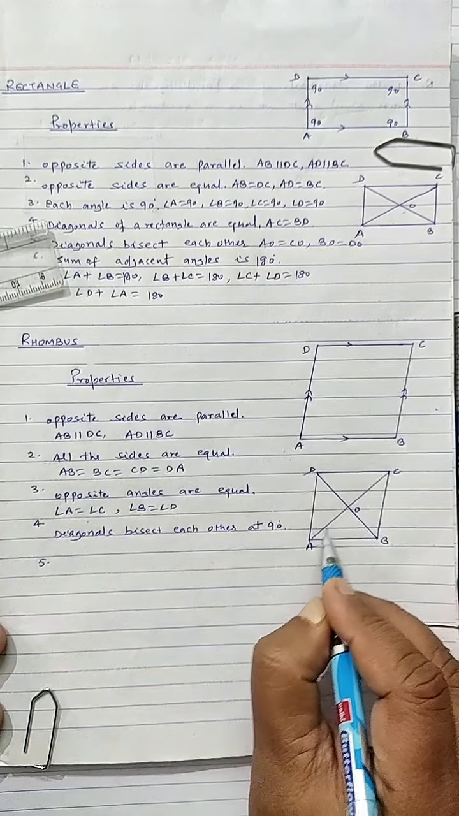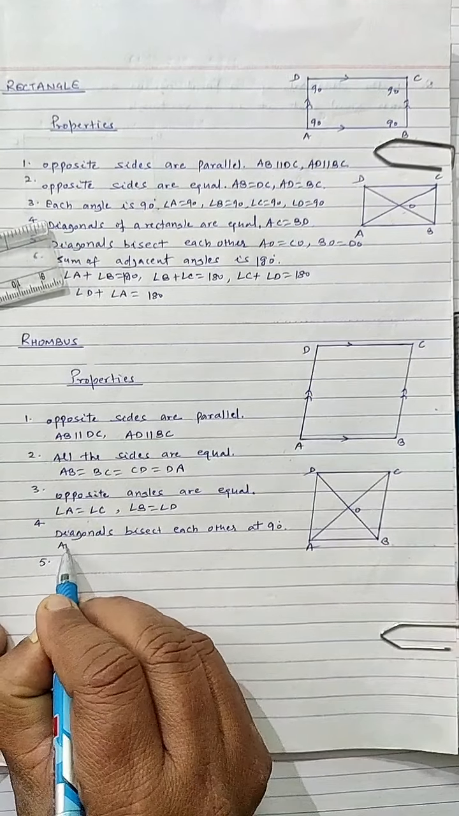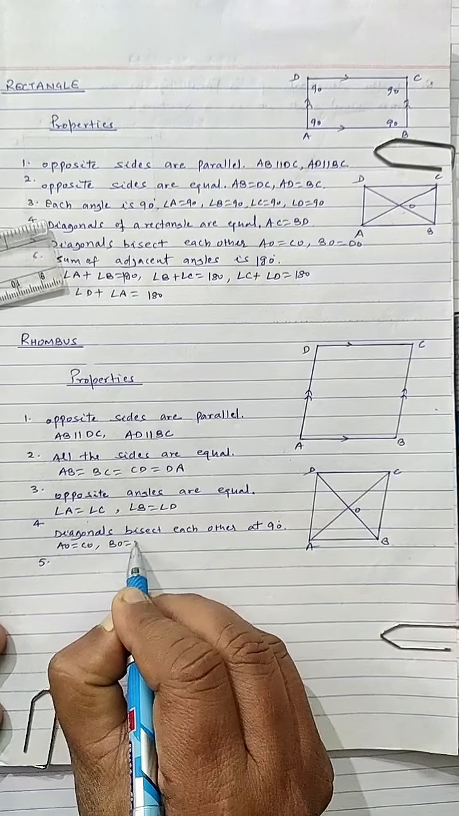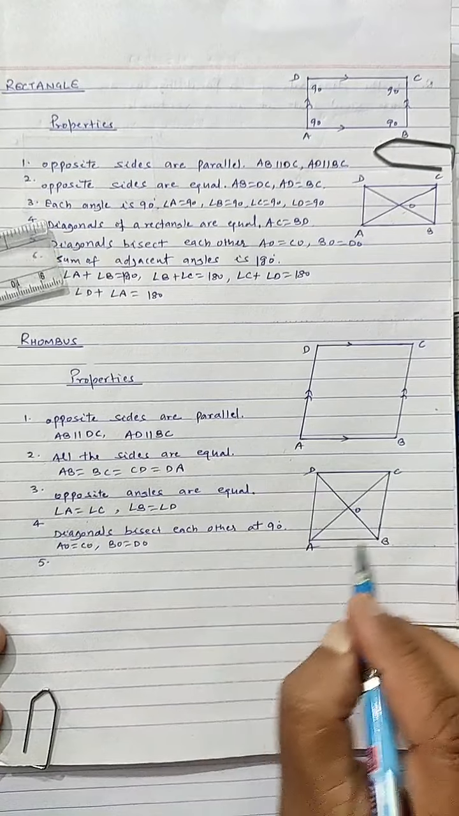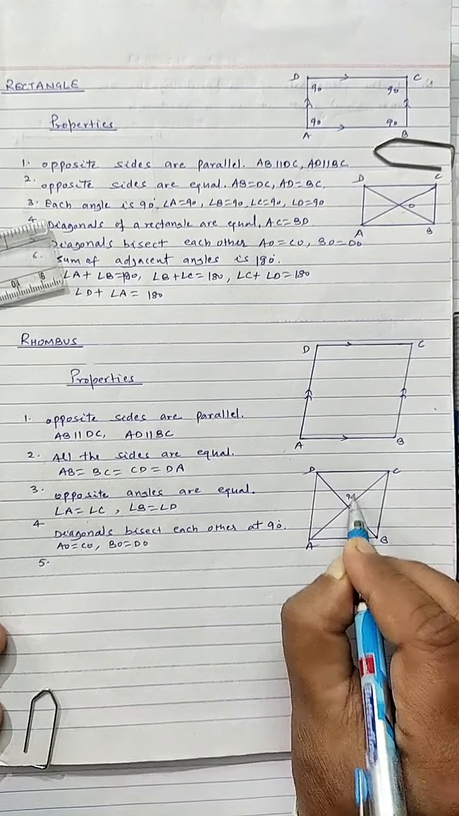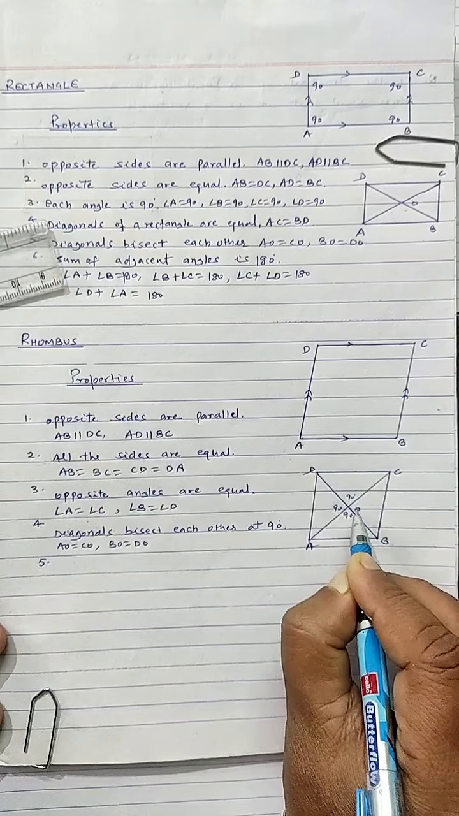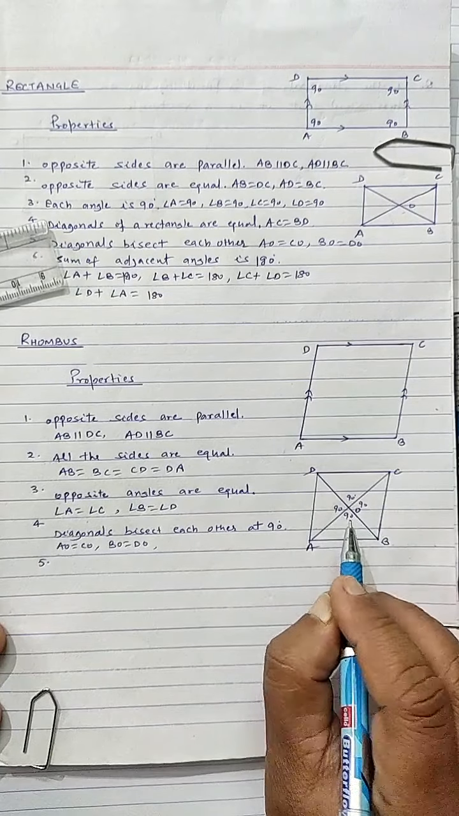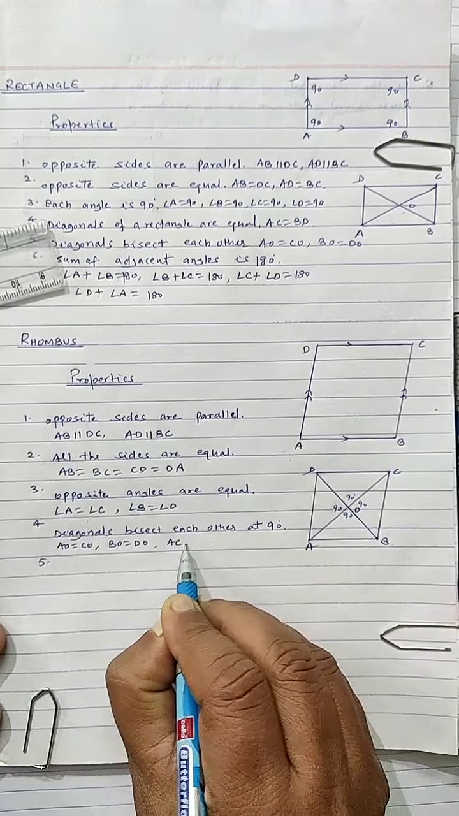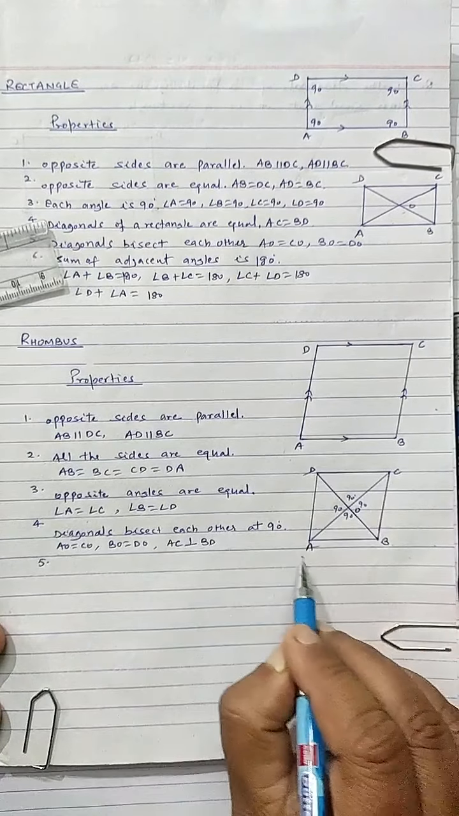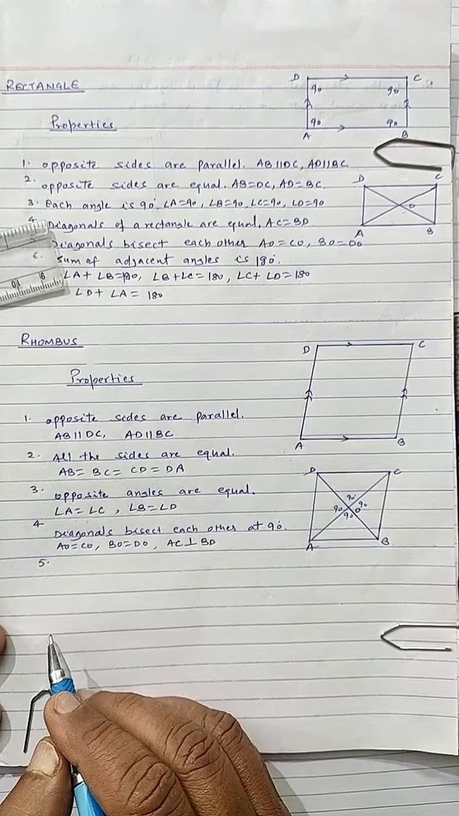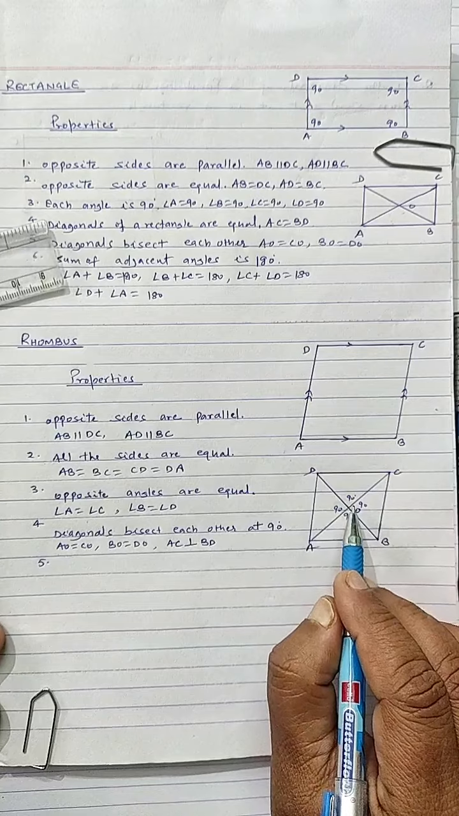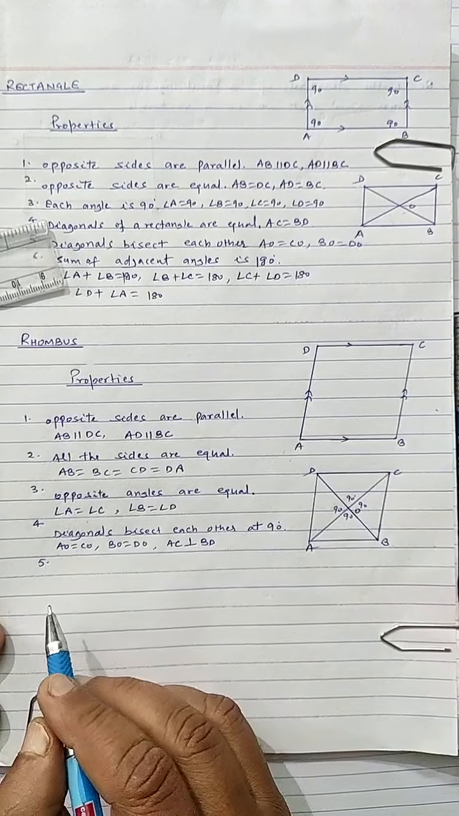Bisect each other means AO equals CO, BO equals DO, and all these angles where the diagonals intersect is 90 degree. We can write it as AC perpendicular BD also. This also means that each angle where the diagonals intersect is 90 degree.